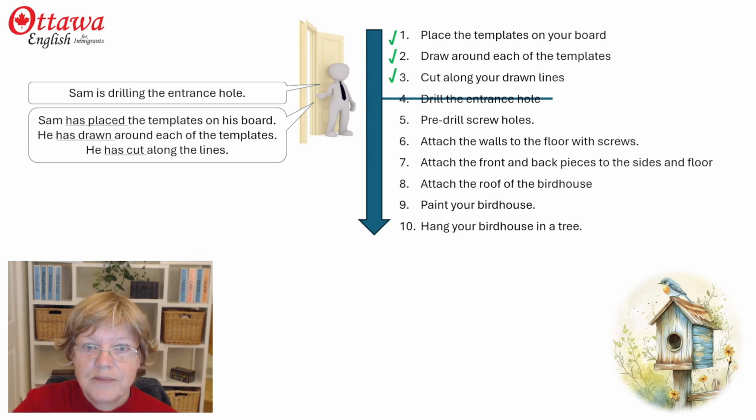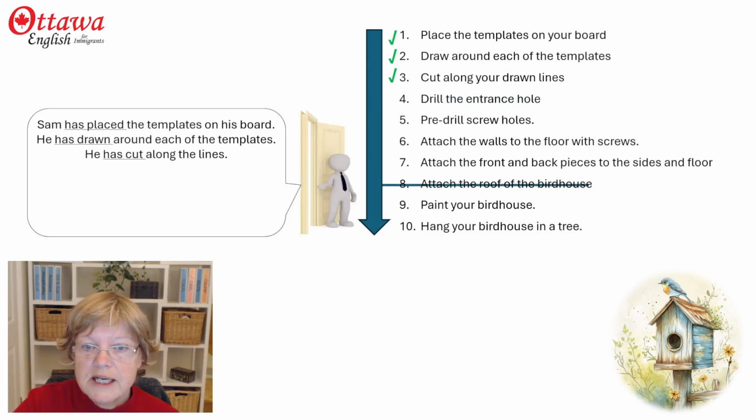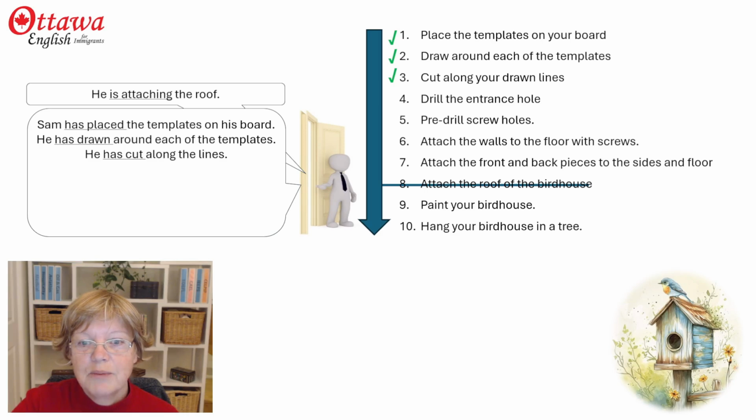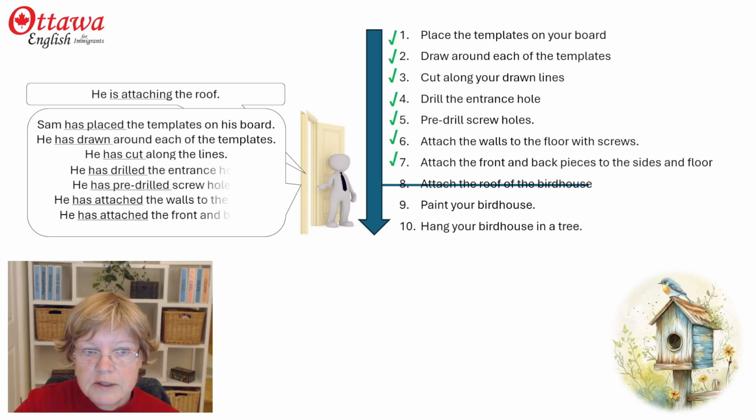Now, if we come in down here at number 8, we would say he is attaching the roof. That's the present continuous, because that's what he's doing right now. But these things that we didn't see, 4, 5, 6, and 7, we would refer to those by saying he has drilled the entrance hole. He has already pre-drilled the screw holes. He has already attached the walls to the floor, and he has attached the front and back.